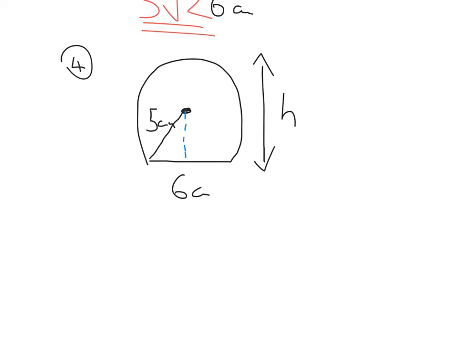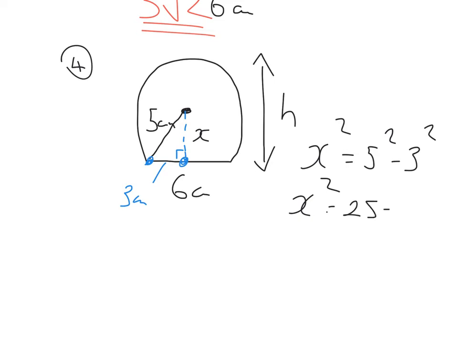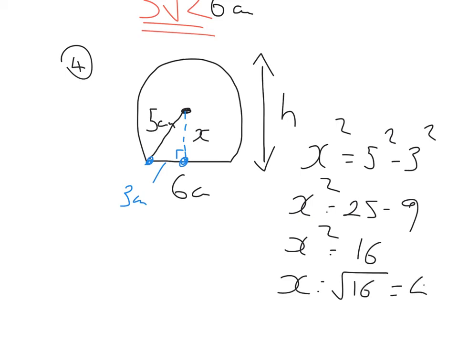If I split down there, there's my right angled triangle. From here to here is half of the 6, and that's 3. So I could now call this side here x, and I'm looking for the shorter side using Pythagoras. So it's x squared equals 5 squared minus 3 squared. X squared equals 25 minus 9. X squared is equal to 16. X is equal to the square root of 16, and that's 4. So x is equal to 4.